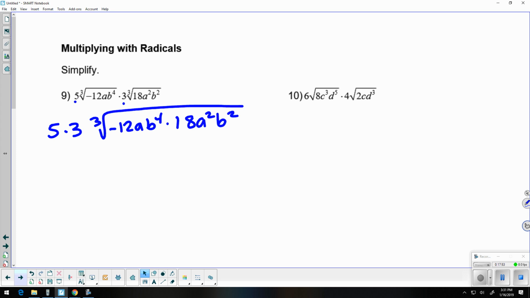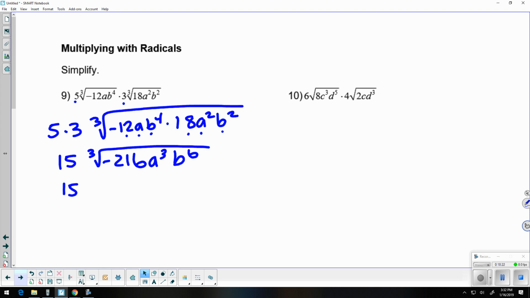We would have, so 5 times 3, that gives me 15 out front, cubic root. Now I'm multiplying negative 12 times 18, that's negative 216. a times a squared is a cubed. b to the fourth times b squared is b to the sixth power. So remember your laws of exponents. If you have a multiplication problem, you just add the exponents basically. And now take the cubic root of negative 216, a cubed, b to the sixth. So again, if you break this up, just take the cubic root of each term.